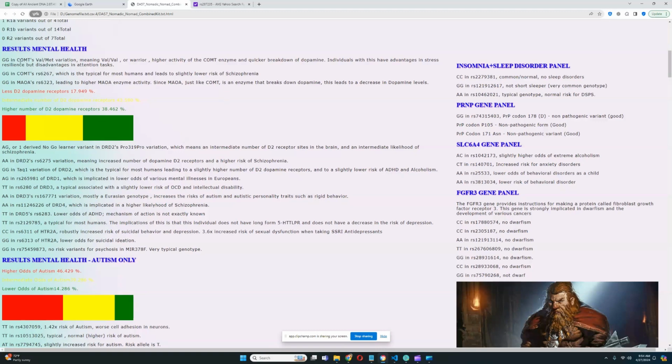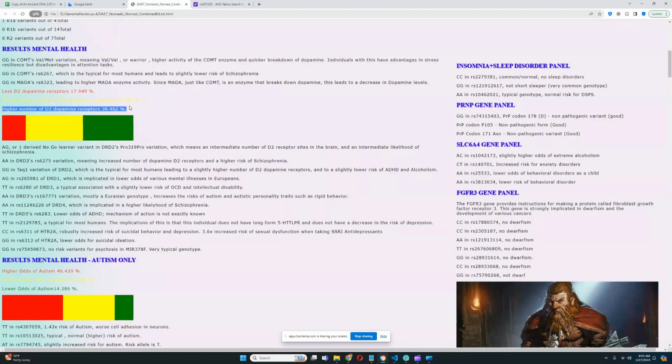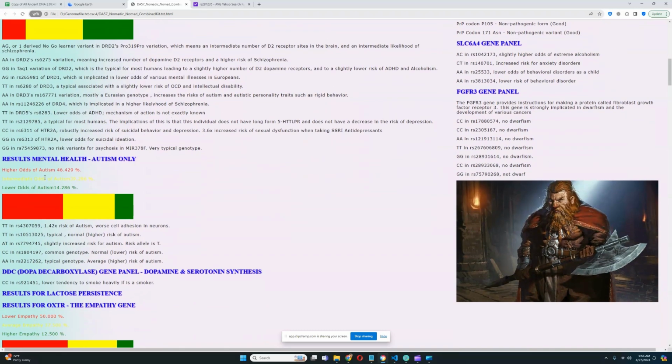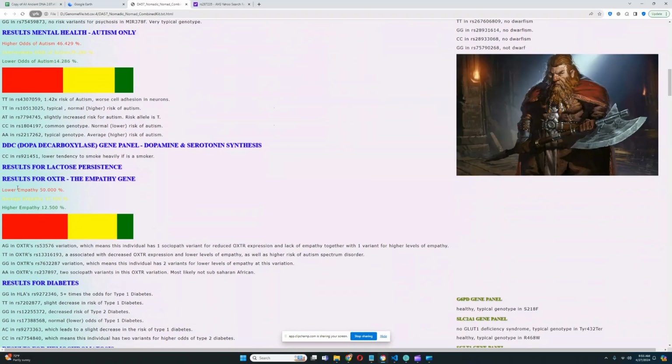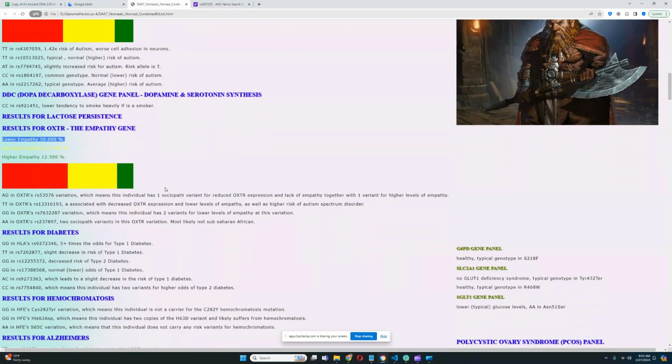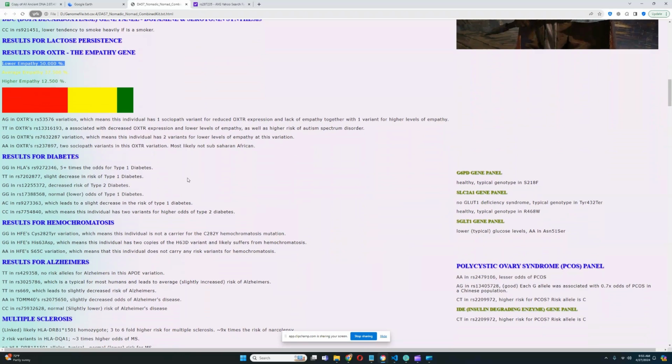It looks like this individual has warrior genotype in COMT and MAOA, so he's definitely a warrior. Higher number of dopamine D2 receptor sites in the brain, really good to see. Higher odds of autism, very interesting. No dwarfism at all, really good to see. Lower levels of empathy, which is quite typical for East Asians. Typical stuff for East Asians. Yes, I was expecting this actually.